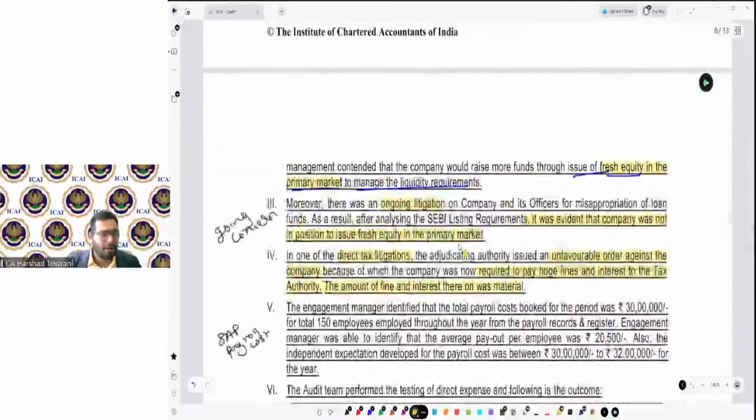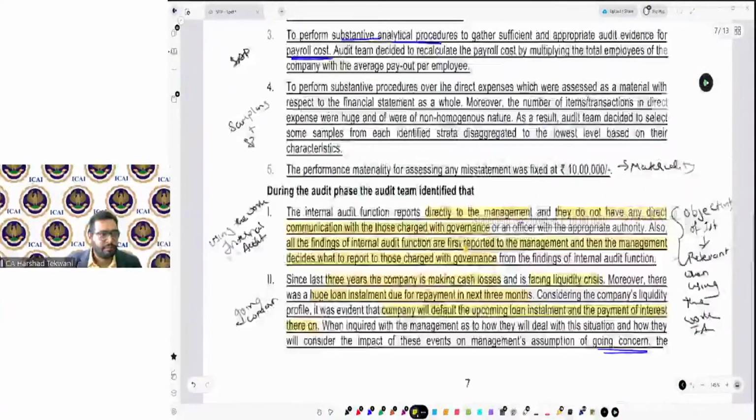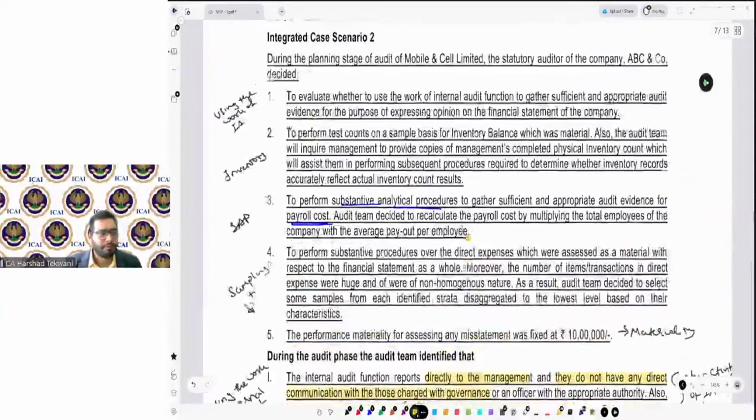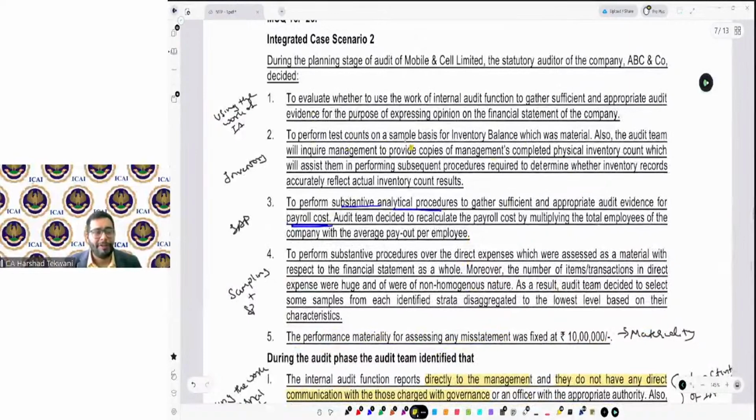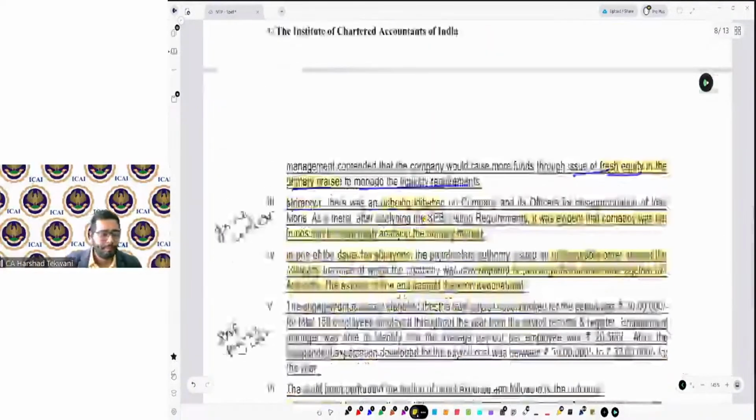Plus, we had over here to perform test counts on a sample basis for inventory balance, which was material. The audit team will inquire with the management to provide copies of the management-completed physical inventory count, which will assist them in performing subsequent procedures required to determine whether inventory records accurately reflect the actual inventory count results. Okay, so these are certain information which is given.